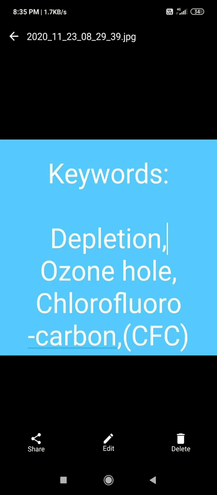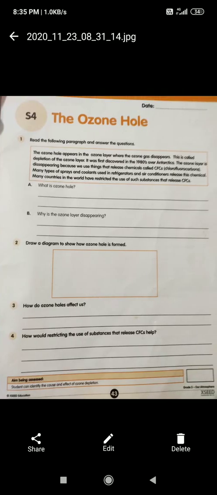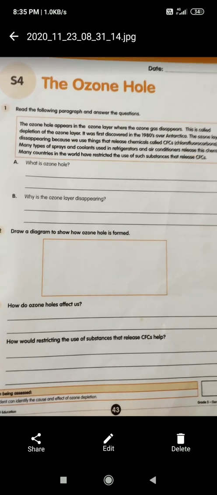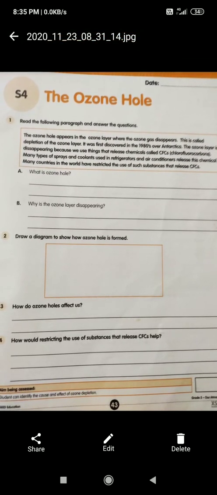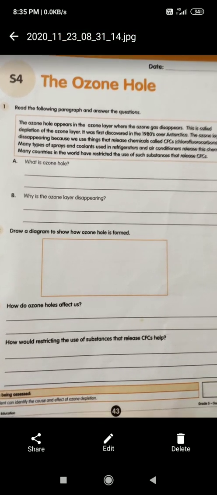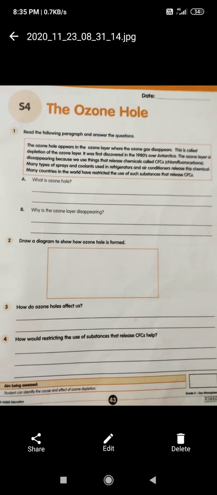today, right? So now all of you open your S4 page number 43, write today's date, student. The S4 is the ozone hole. Read the following paragraph and answer the questions. So let's start reading, students. Point out your finger, listen carefully.